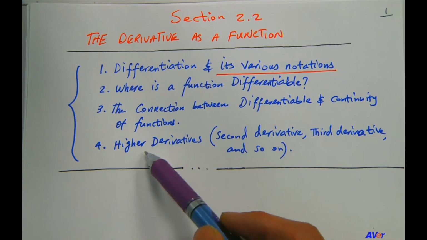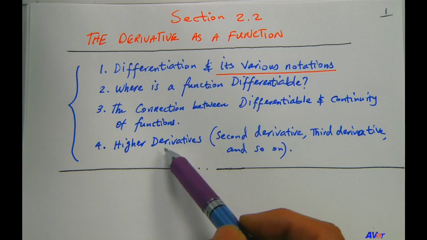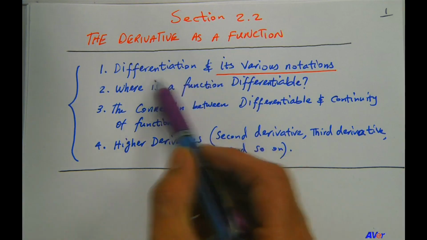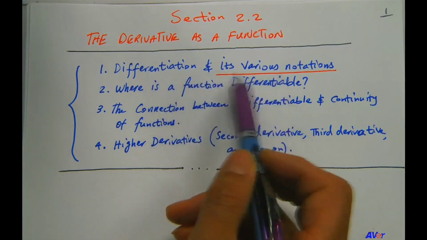And also we'll be talking about higher derivatives. So we've talked about the first derivative, or f prime, but we do have higher order derivatives such as f double prime and f triple prime. So the second derivative, the third derivative, and the fourth derivative, and so on. We have those higher derivatives, and we will be talking about those with examples as well. So let's start with the differentiation and its various notations.